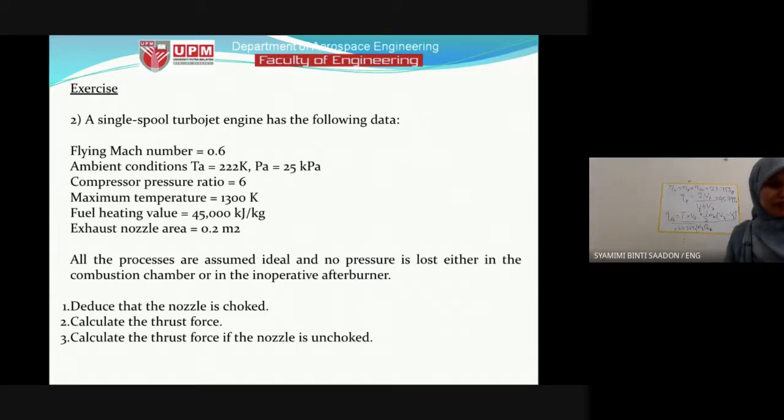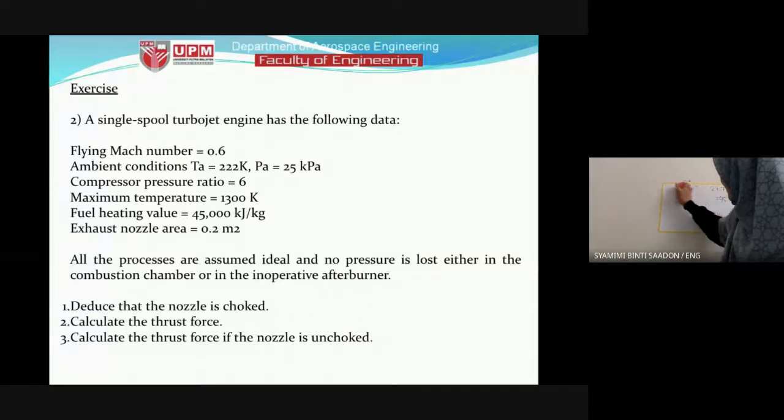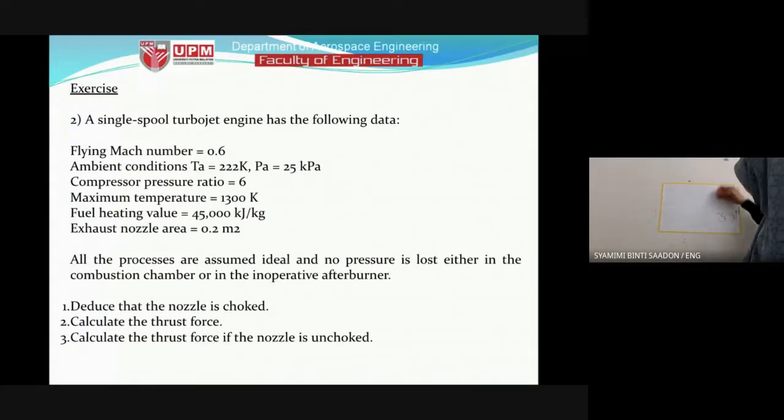Okay, now I think I will skip certain steps because the steps are the same as the previous exercise questions. So you try to do it by yourself, but I will give the answer. Okay, try to digest first.